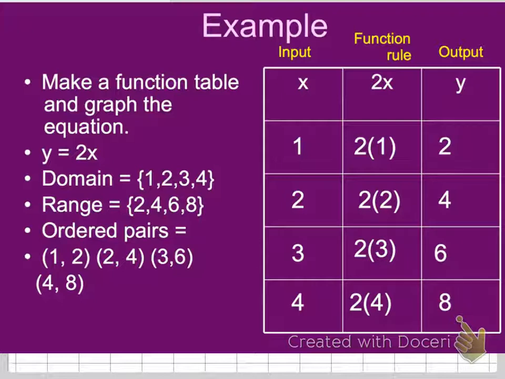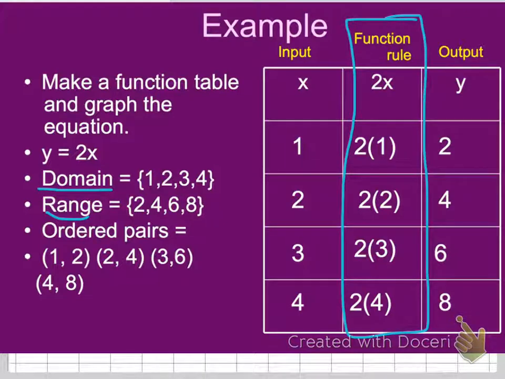Here's another one. It says make a function table and graph the equation. So once you finally figure out your input, your output, and then you figure out what your rule is, you can then graph it. We're not going to worry about what these words mean right now. You'll learn this in algebra, but it's called the domain and range. I'm going to go ahead and mention it, but I'm not going to explain to you really what it is right now. So once you have your function rule right here, you're multiplying it by 2.